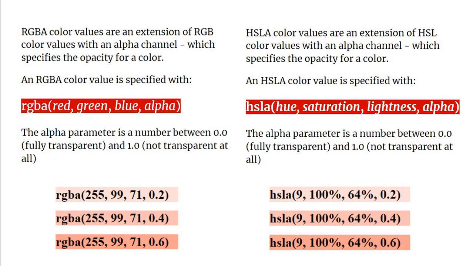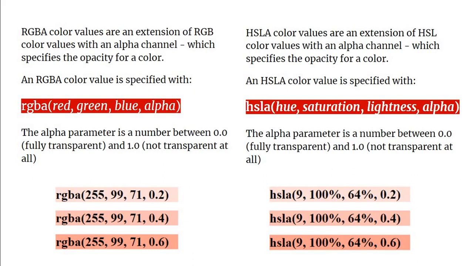HSLA color values are an extension of HSL color values with the alpha channel. Again, just like RGBA, alpha has been introduced here also, that specifies the opacity for that color particularly. This is the syntax for HSLA: hue, saturation, lightness, and alpha channel. The alpha parameter is a number between 0.0, that is fully transparent, and 1.0, which is not at all transparent. That means it is opaque.